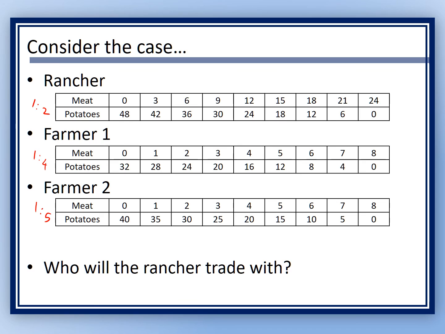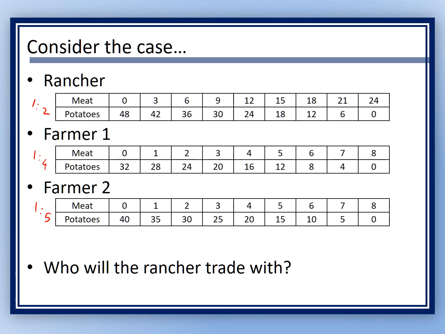So this is a situation where farmer 1 has nothing that he's relatively good at, right? Farmer 2 is relatively good at producing potatoes. The rancher is relatively good at producing meat. Farmer 1 is relatively good at nothing. Which means he might not get to trade at all. No one wants to trade with him.